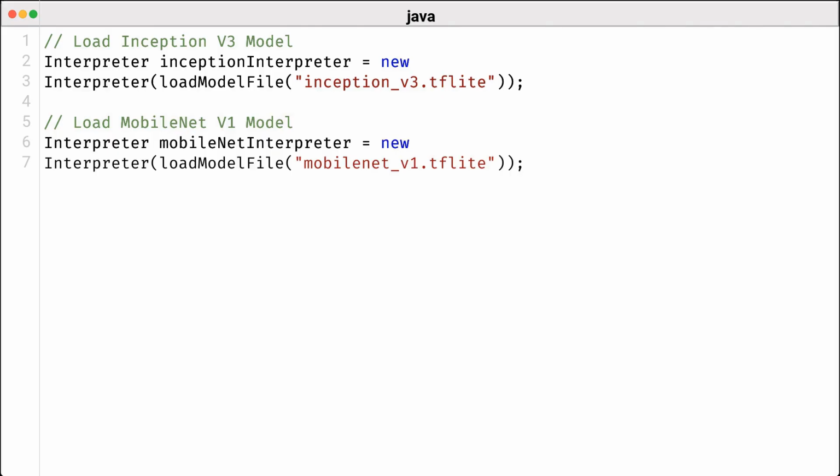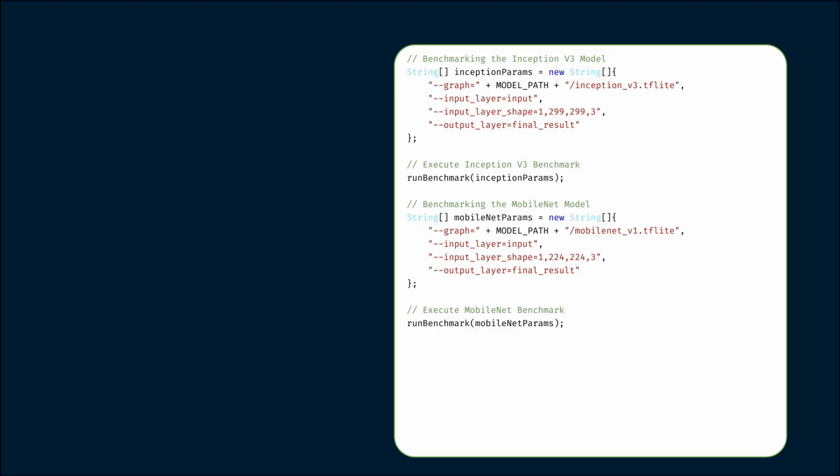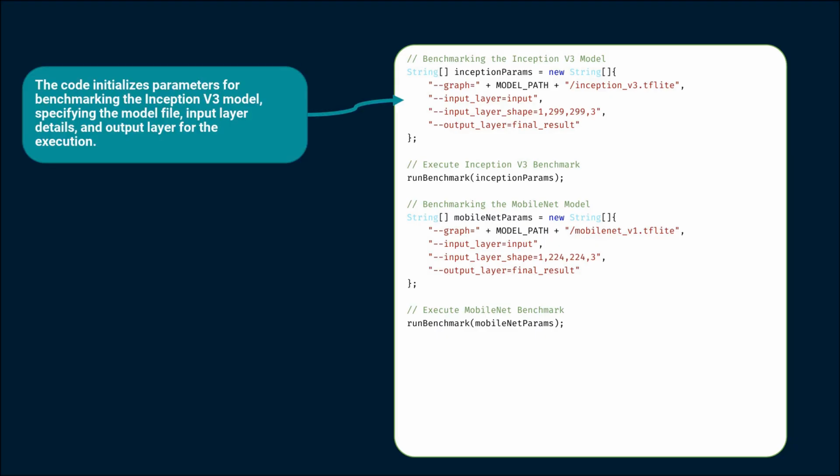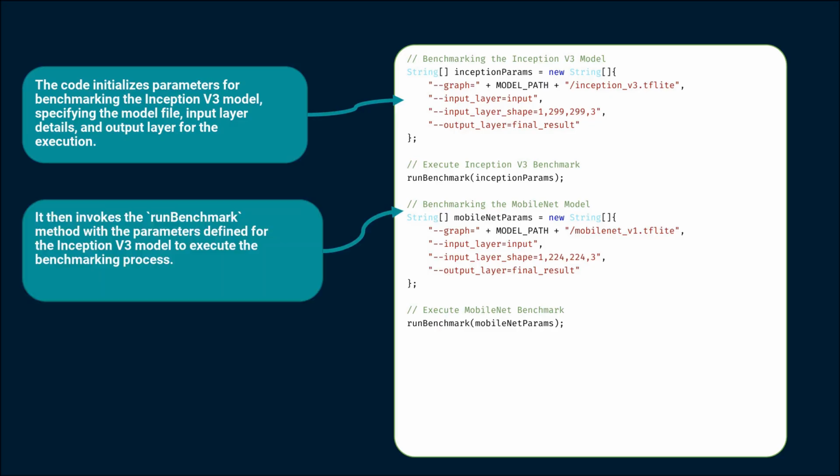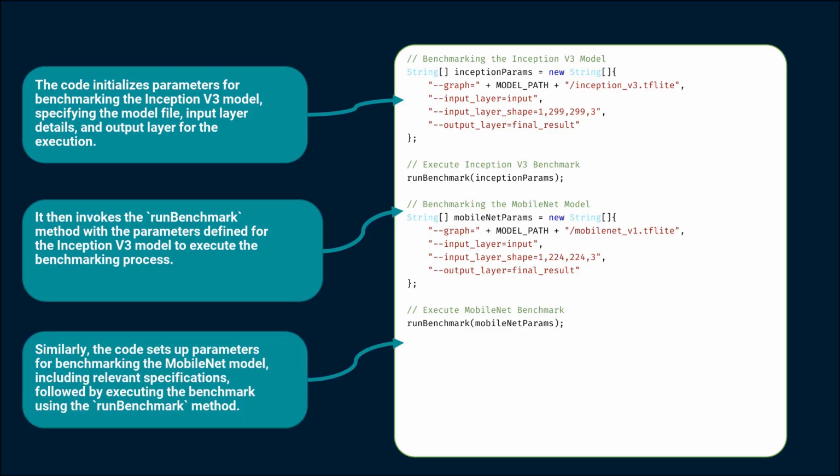integration into our app. Now let's implement the following code to benchmark both the Inception v3 and Mobilenet models, allowing us to compare their performance directly. The first part of the code defines the parameters for the Inception v3 model, where we specify the path to the model file, the input layer's name, its expected input shape, and the output layer we want to evaluate. This structured configuration is crucial for the benchmarking process to correctly interpret the model's specifications.